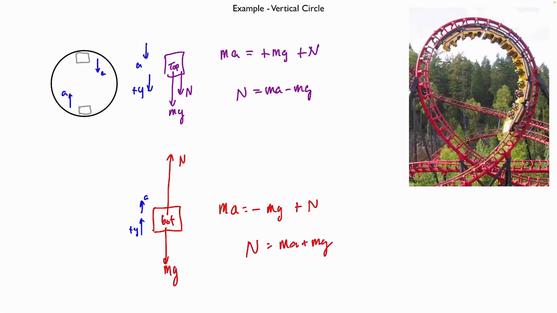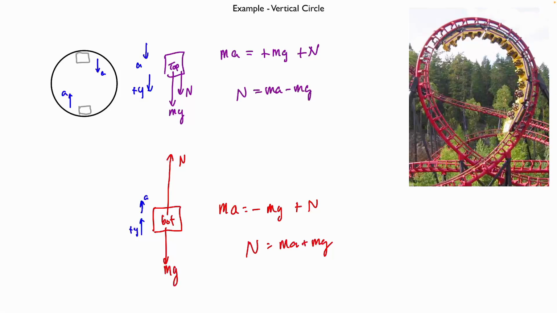Where, top or bottom, is the normal force the largest? At the bottom. Why bottom? It's ma plus mg, right? And at the top, there's a minus sign between those two things, isn't there? So what is a person's normal force going to do in a roller coaster? At the bottom, it's going to be bigger than it is at the top.